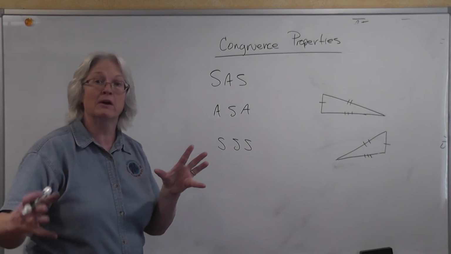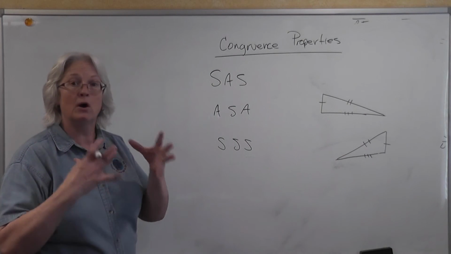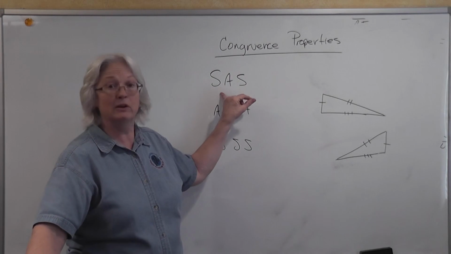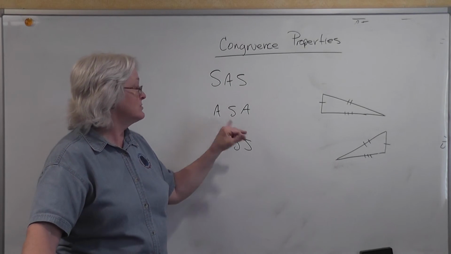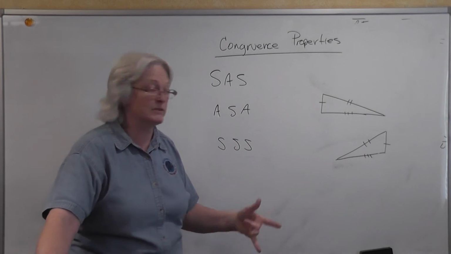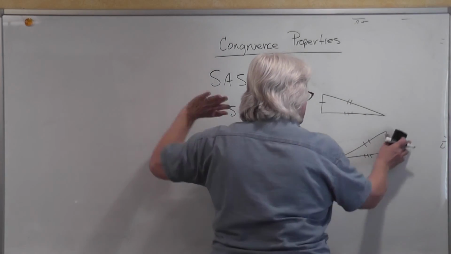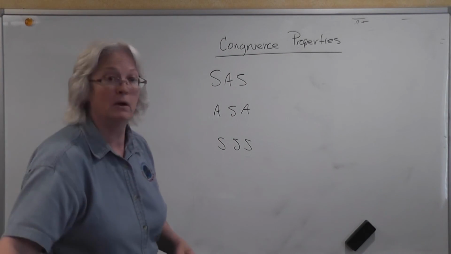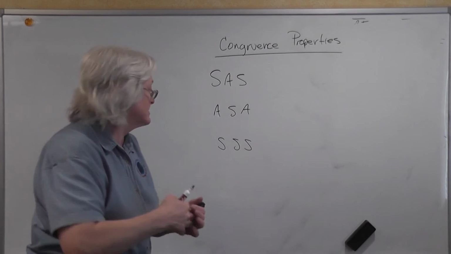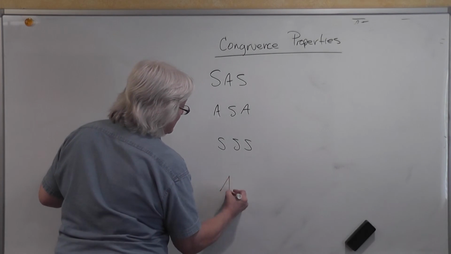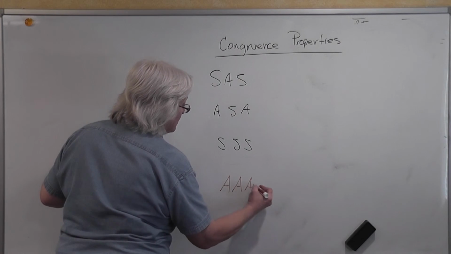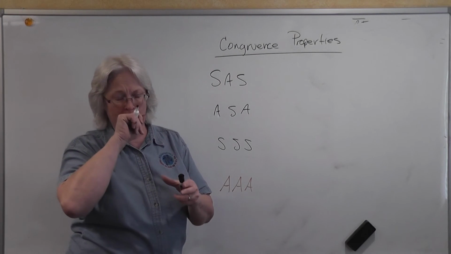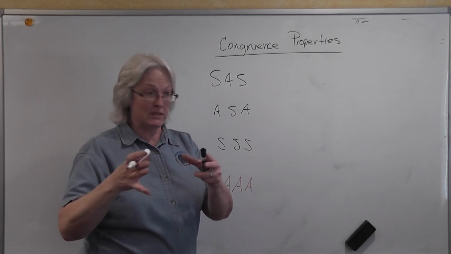You don't have to prove that all 6 parts of the triangle are the same. You only have to illustrate 2 sides and the included angle, 2 angles and the included side, or 3 sides. Now, maybe some of you are saying, hey, Miss Betsy, there's another relationship that we can do here. And there is, isn't there? What is it? Well, it's angle, angle, angle. If we have 3 angles that are the same, doesn't that mean that the triangle is going to be the same?